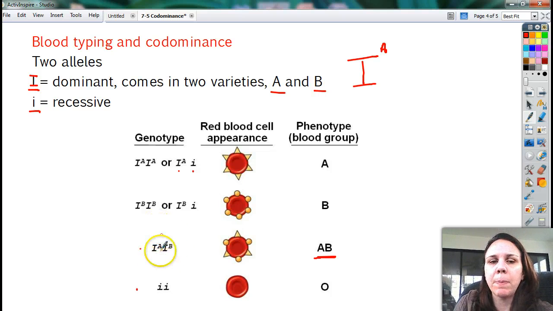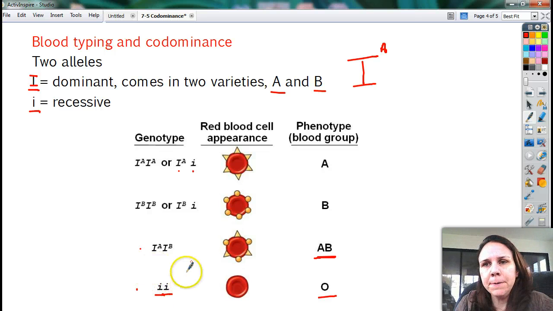When I have an A and a B, I'm not type A, I'm not type B, I'm AB. So they work together. Now, if I have nothing but the two little recessive guys here, there's no A or B to dominate over them, so I get to see the recessive. Well, the recessive is O. So if you have type O blood, that means you have no dominant A's or B's, and all you have is little bitty i's. Okay?